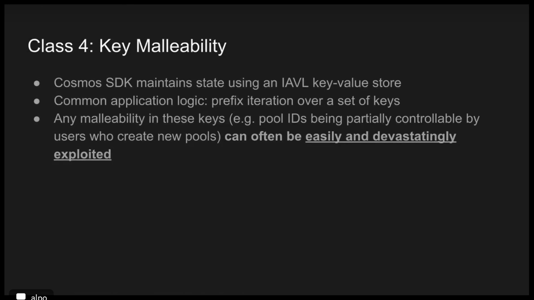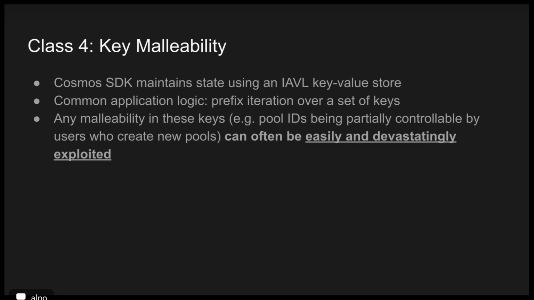Basically, the way that the Cosmos SDK stores state is this IAVL key value store, where you can prefix iterate over the keys, and I'll have code snippets later. But the TLDR is a lot of the time the things that you would want to key things by, like let's say pool ID or position ID, are partially in the control of the user. And this means that they're malleable. You can affect what the key is as a user.